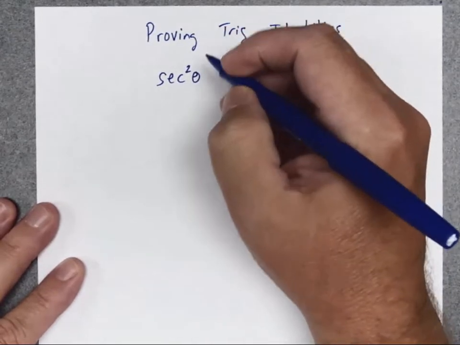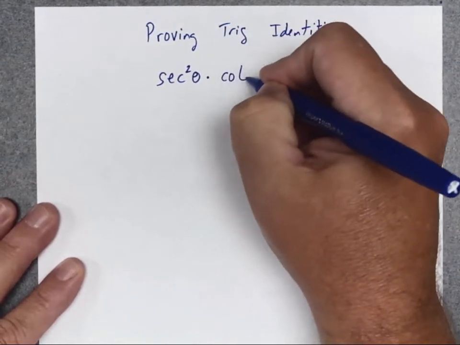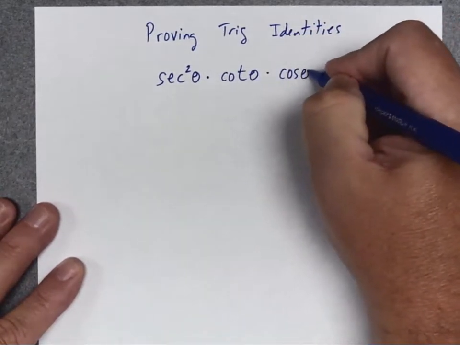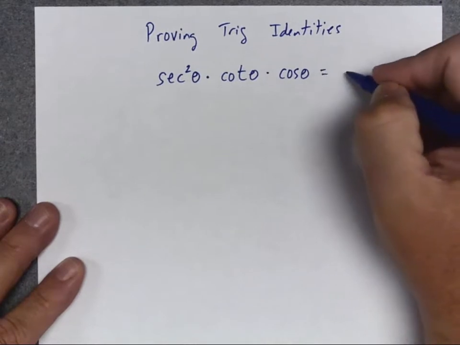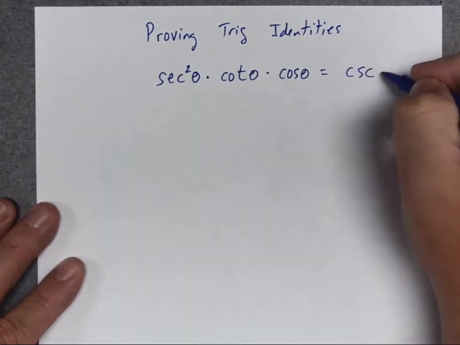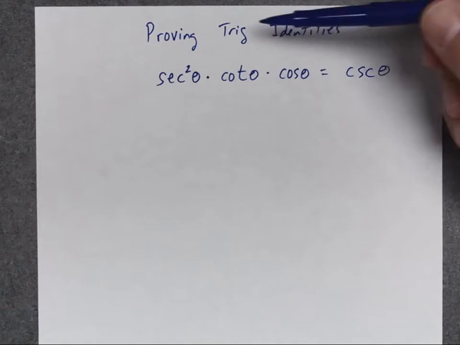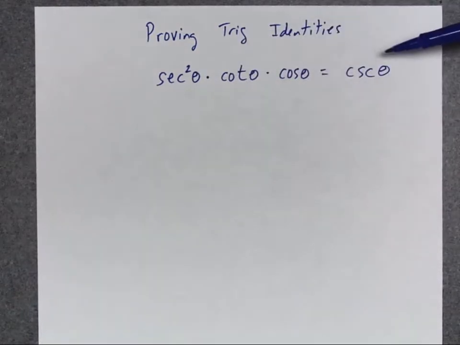Secant squared of theta times cotangent of theta times cosine of theta equals cosecant of theta. This is an example of a trig identity, and our job is to prove that it's true. And proving that it's true means showing that the left side is the same as the right side, or conversely, that the right side is the same as the left side.